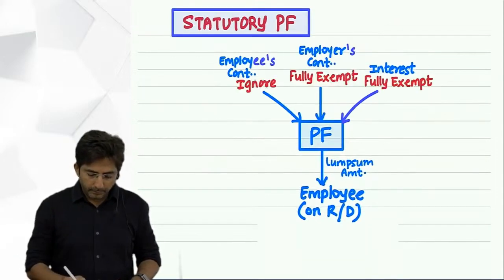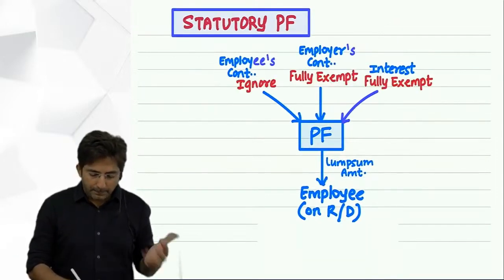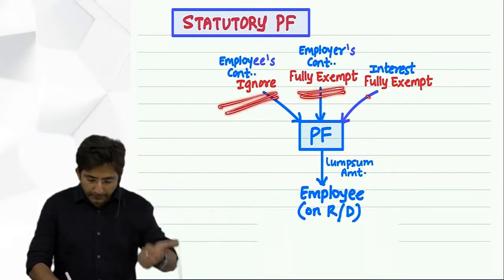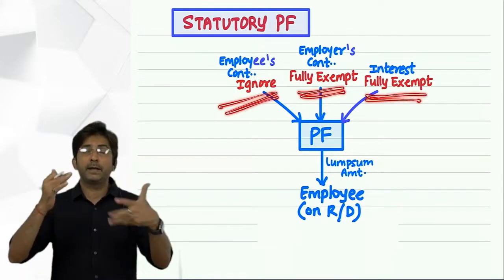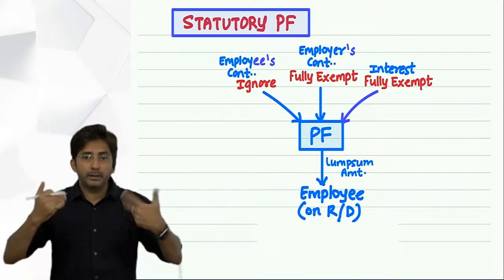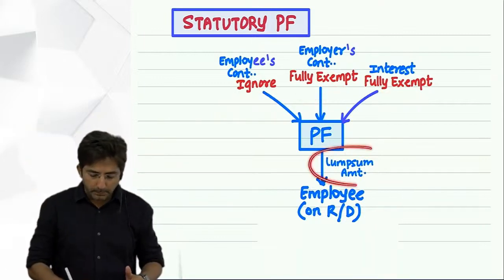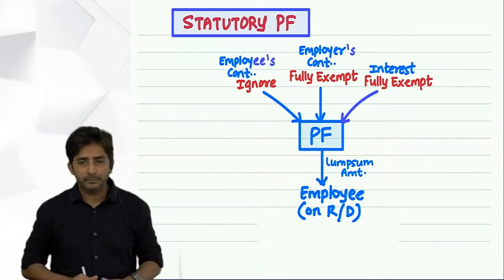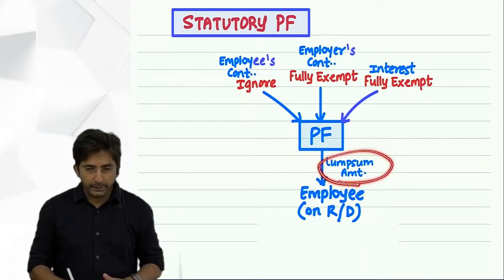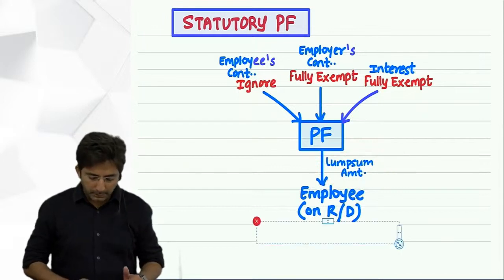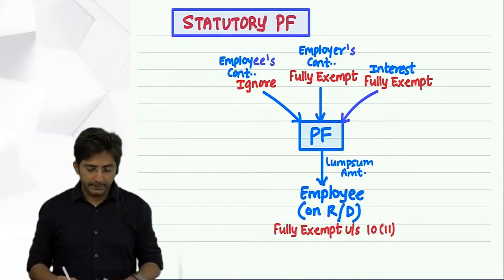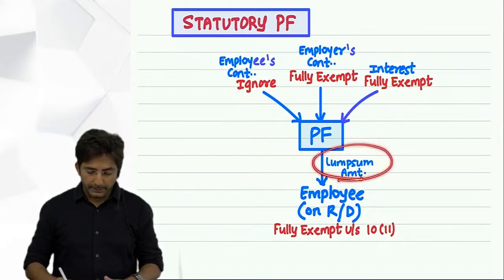Then this will happen every year. Every year this will be ignored. Every year this will be exempt. And then after 20-25 years, when the employee retires, he will get a lump sum amount. And at that time also it will be fully exempt. Because under statutory provident fund, the tax will never come. But see, the lump sum amount received will be exempt under section 10(11).